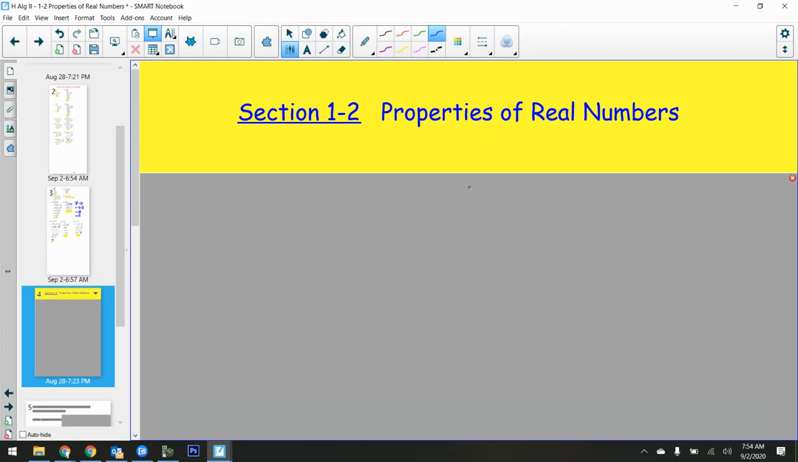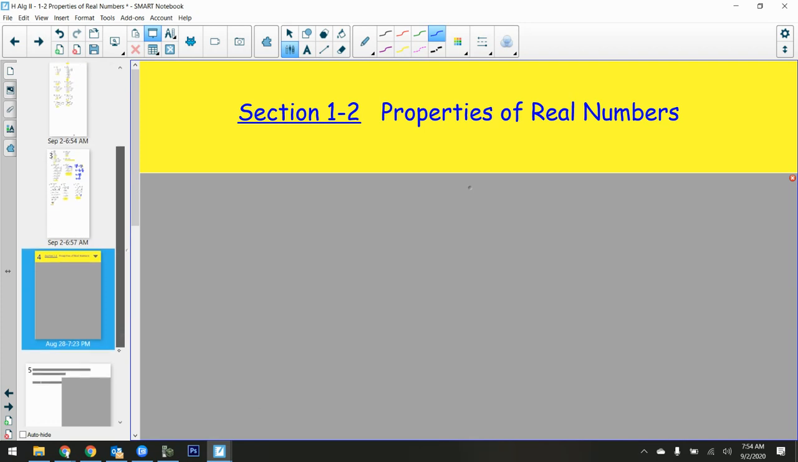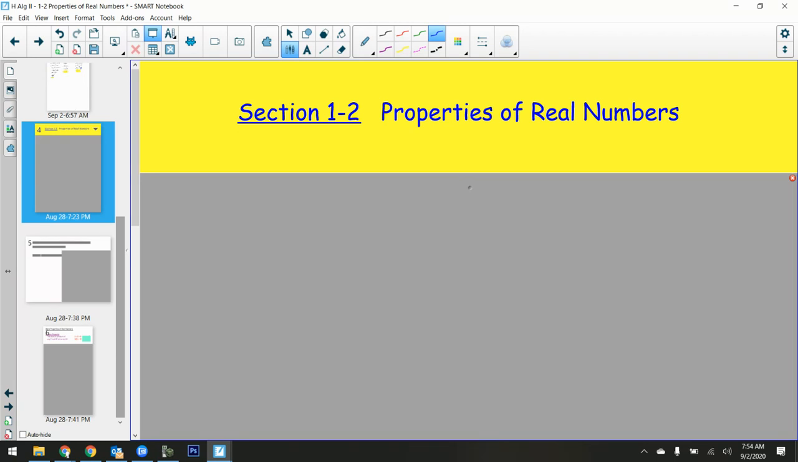This is section 1-2, properties of real numbers. Sorry, man, I'm weird in the mornings. I'm really sorry about that. I should turn the computer around. I should get a lapel pin so that it picks me up a little bit better. Maybe that's really nerdy. All right, properties of real numbers.